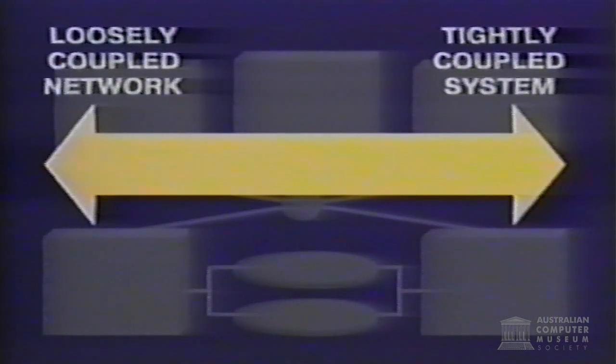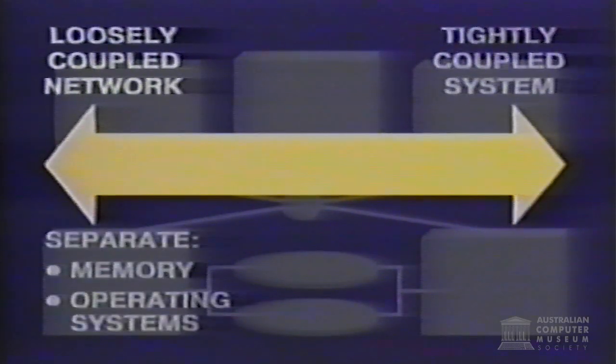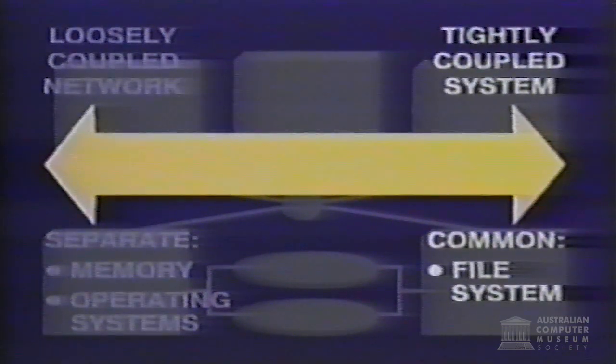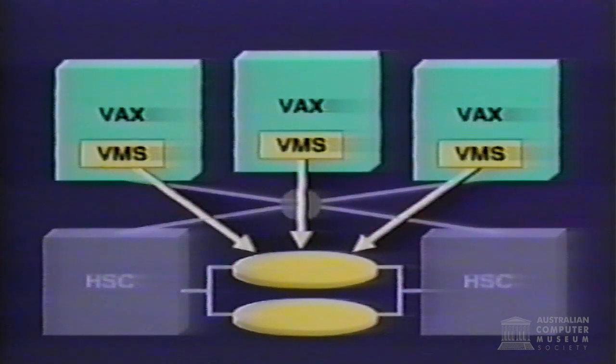This cluster of VAX computers resembles a loosely coupled network in some ways and a tightly coupled system in others. On one hand, it resembles a network because each computer has a separate memory and its own copy of the VMS operating system. On the other hand, the VAX cluster has a common file system, a characteristic it has in common with tightly coupled systems. File sharing is possible in a VAX cluster because the VMS operating systems coordinate their activity so the VAX computers appear to function as a single system.